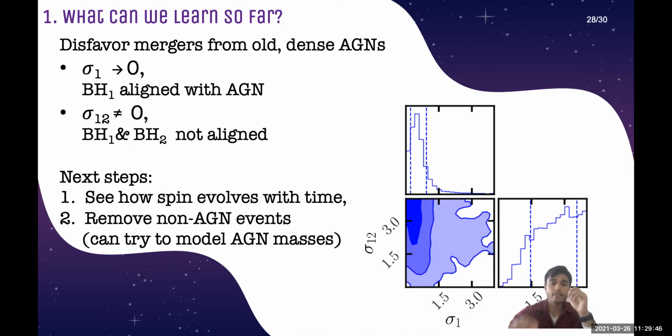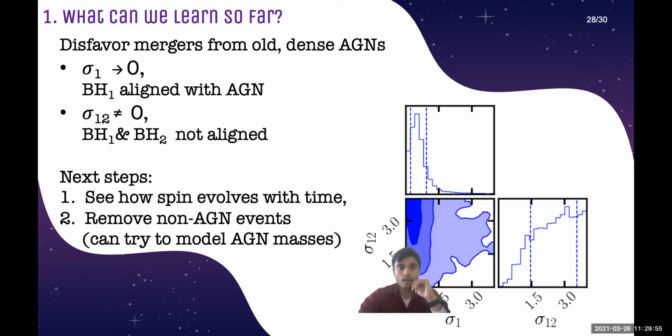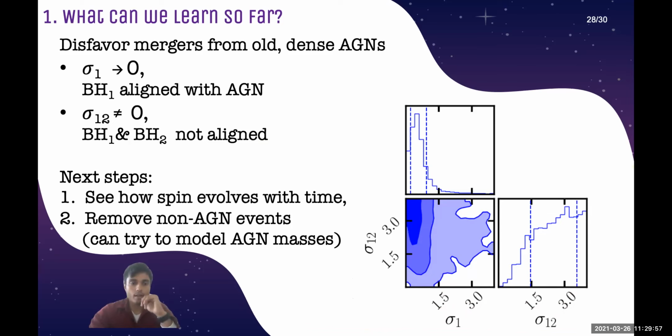Because sigma 1,2 is not 0, the data prefers that the black holes are more separated. If we trace this back to our conceptual model of what AGNs could look like for different sigma, we can piece together that our current results show that we do not prefer old dense AGNs.